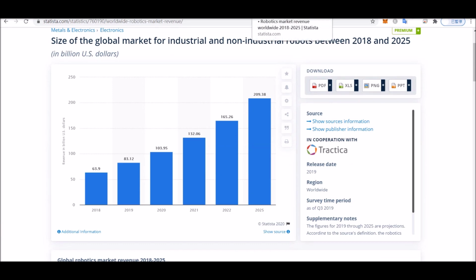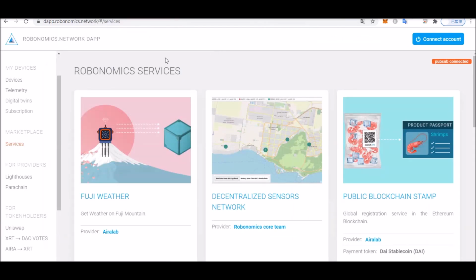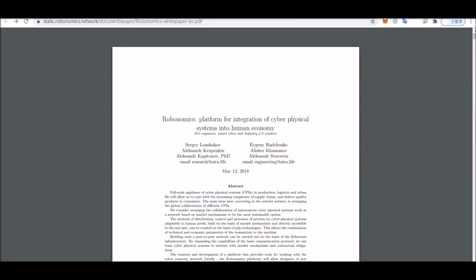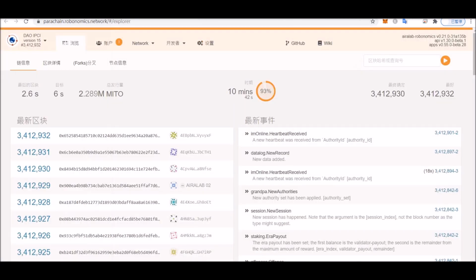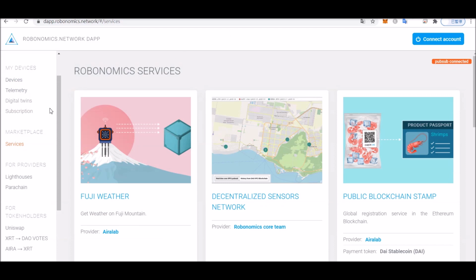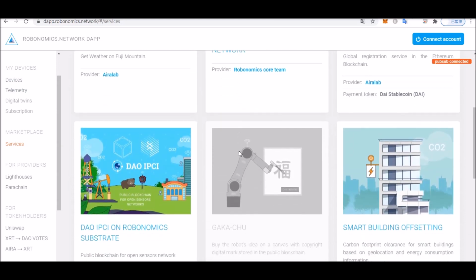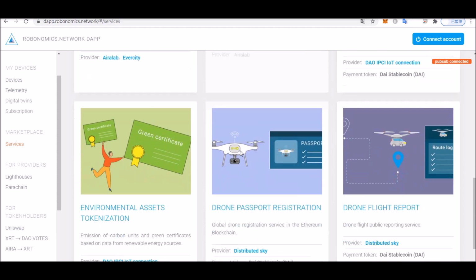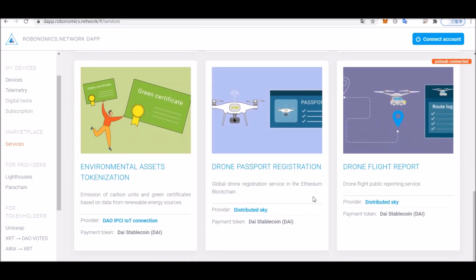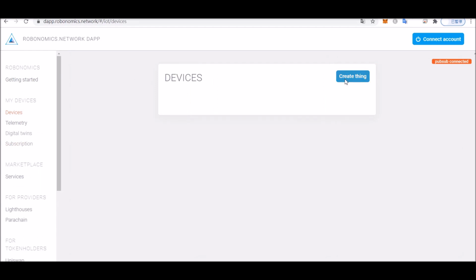So one thing that was interesting to me about Robonomics.network, while I'm not entirely familiar, I've just gone through the white paper, but I was very interested in the fact that they have this marketplace with services where these different sensors connected to the IoT can send back JSON objects, the weather in Fuji, or different smart city info, or environmental info, or drone, or flight info, etc. You can even put your own device.